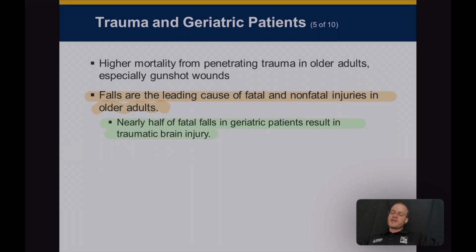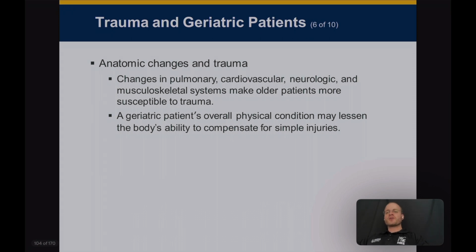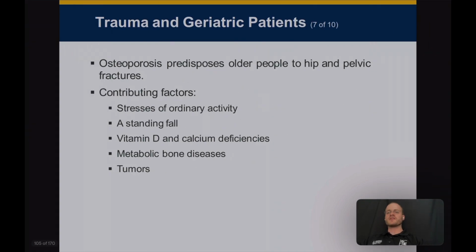Okay. So a lot of times we'll talk about what this is. I'll just show you in a minute. And so anatomic changes to trauma. Changes in the heart, the lungs, the brain, the musculoskeletal system make older people more susceptible to trauma. I've said this about 8 times. A geriatric patient's overall physical condition may lessen the body's ability to compensate for simple injuries. We've talked about that as well.